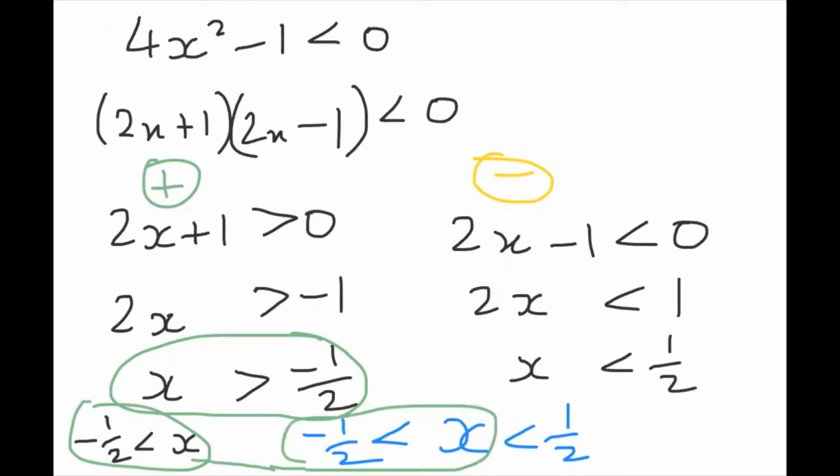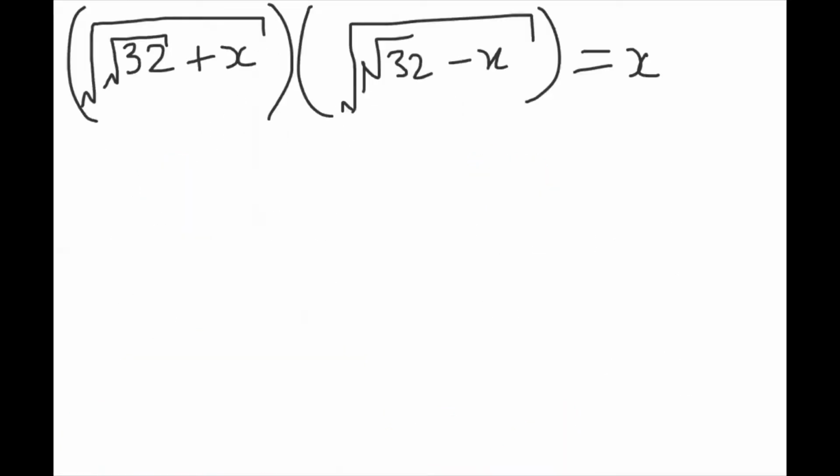X is greater than minus a half, and on the right hand side x is less than a half. Here you see a big sum with a lot of square roots. So let me show you how I usually approach this if I am unsure.